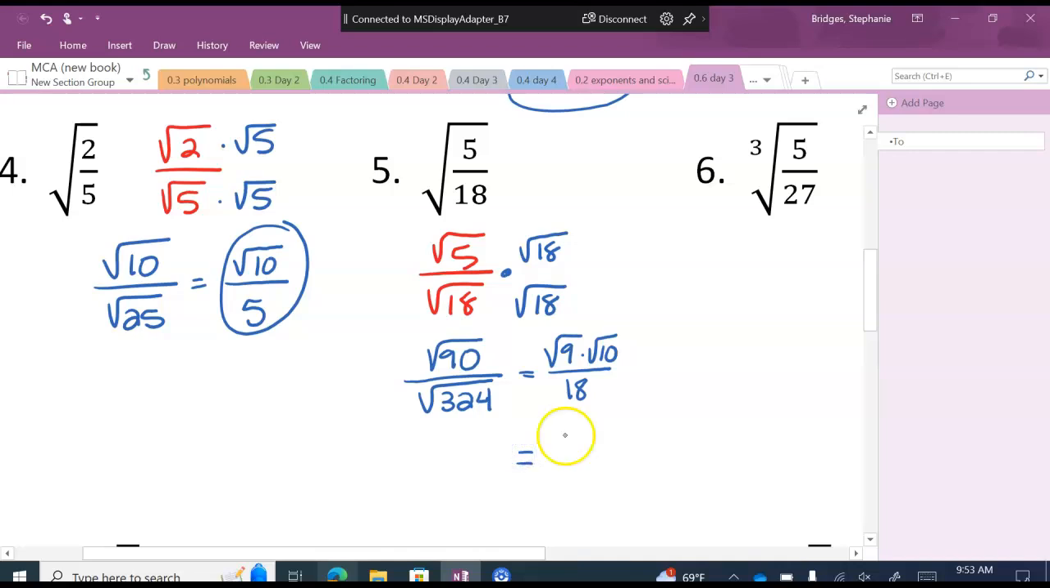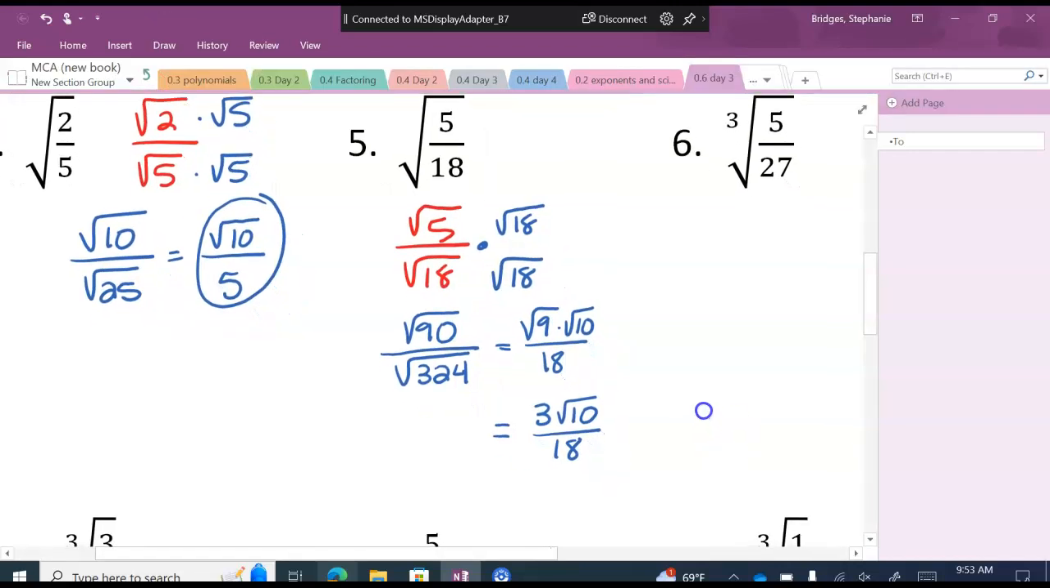What is the square root of 9? 3. The 10 stays under the square root. And then what else can I do? Simplify which part? The 3 and the 18. I'm dividing them both by 3, so that's going to turn to a 1. That's going to turn to a 6. So then I get the square root of 10 over 6.